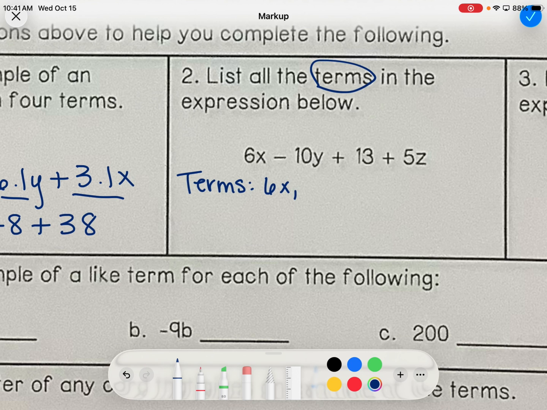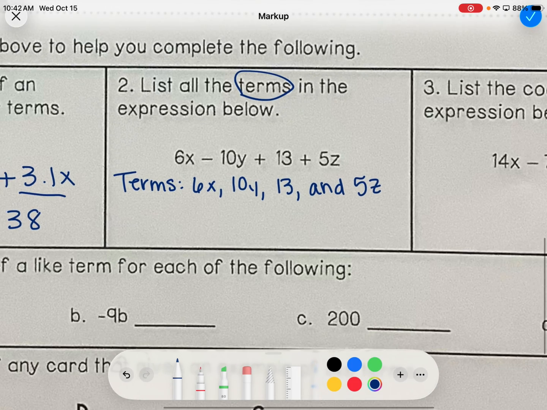So which ones are our terms? 6x. We don't include the addition or subtraction. So 6x, what else? 10y. What else? 13. And 5z. Good job. 5z, because we don't include the addition or subtraction.